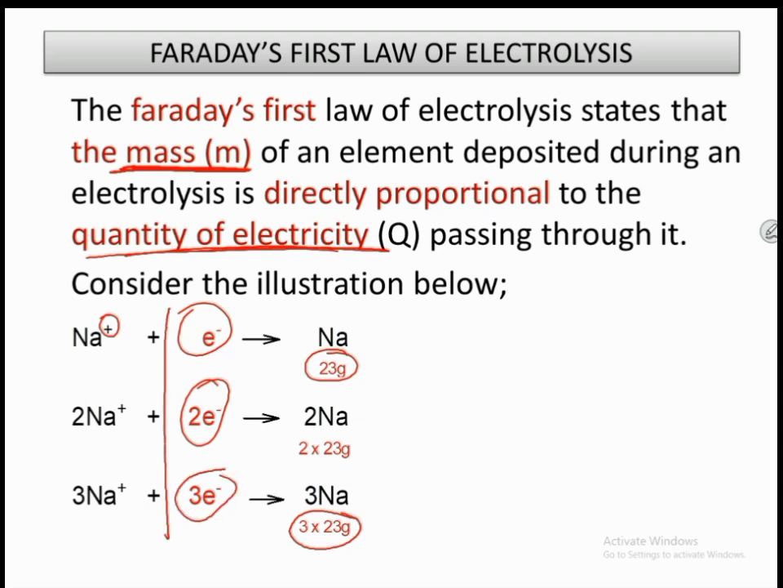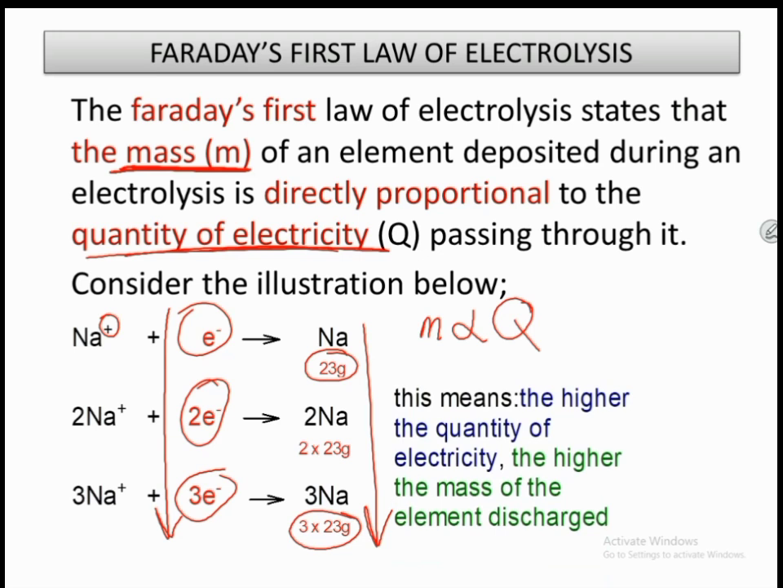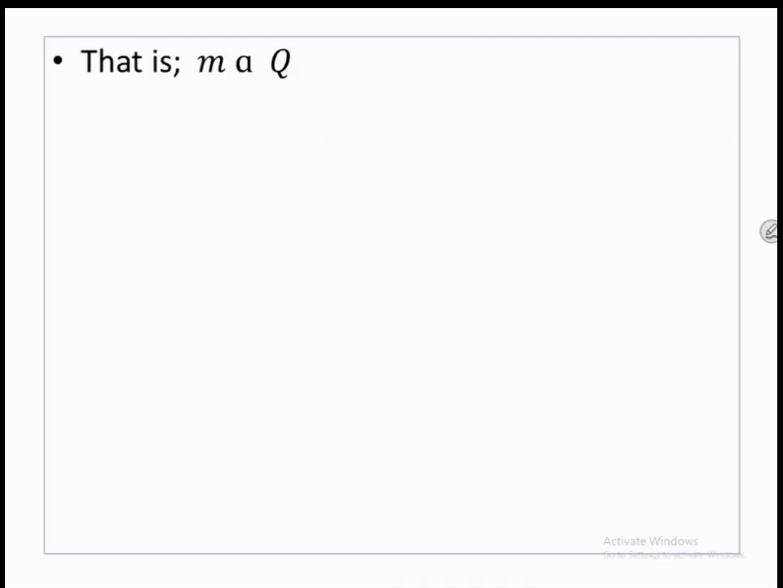So it means as the charge is increasing, the mass is increasing. So that's what Faraday's first law means, that mass discharged is directly proportional to the quantity of electricity that passes through it. This means the higher the quantity of electricity that passes through a substance during electrolysis, the higher the mass deposited. All right, let's talk about this. Now that is mass directly proportional.